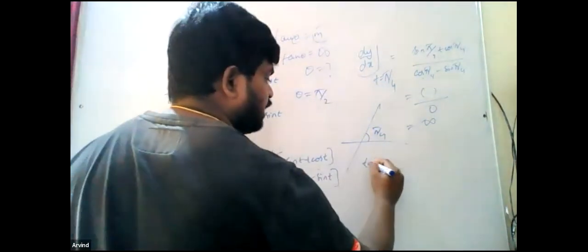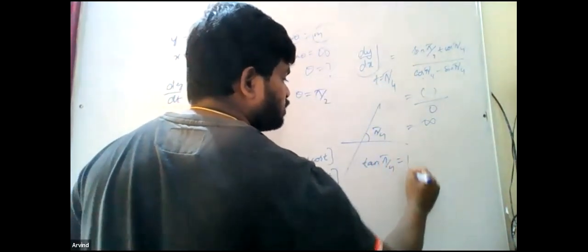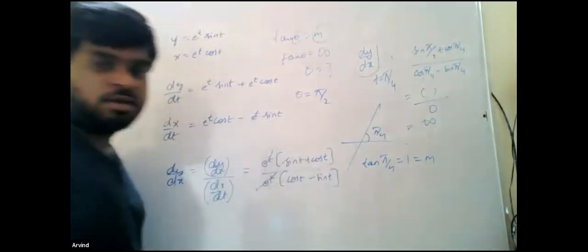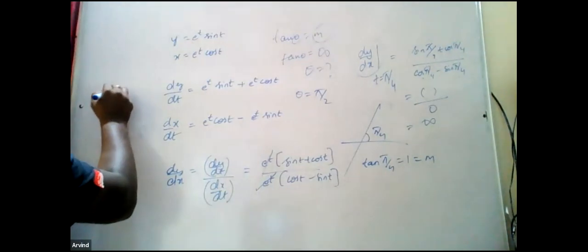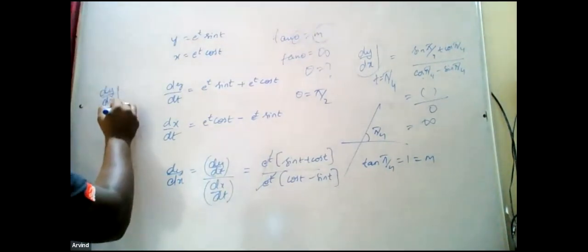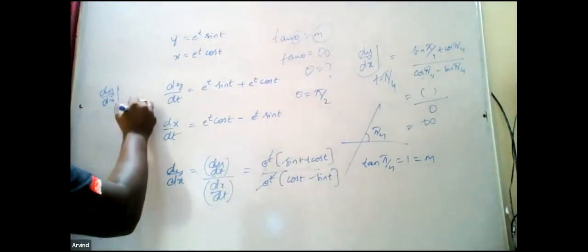So take tan of it. Tan pi by 4 is equal to 1. That is nothing but m. So you got the slope value. They have given it indirectly. dy by dx at some point x1, y1 is 1.